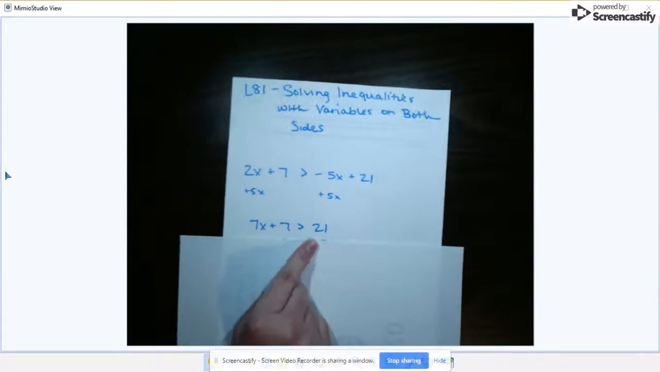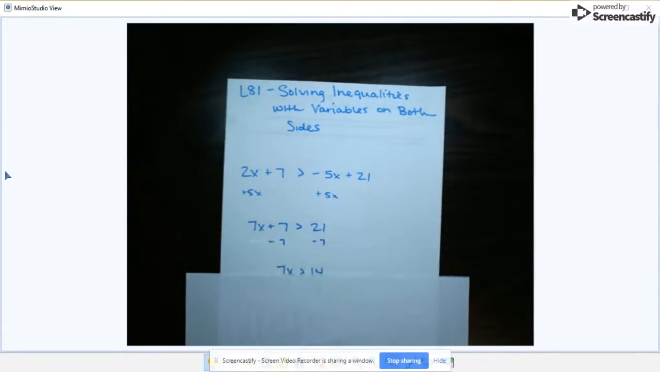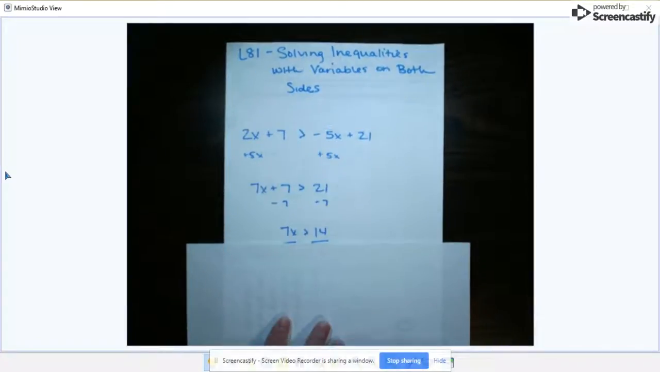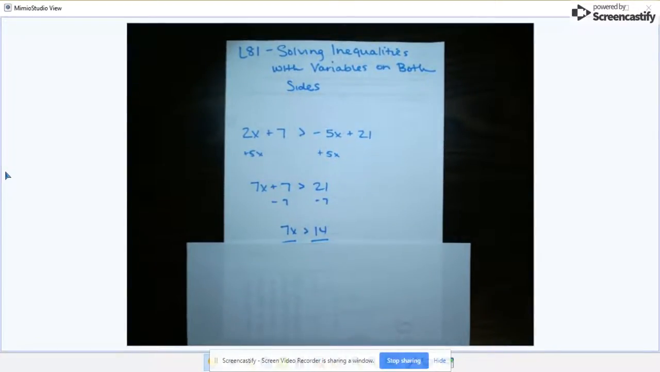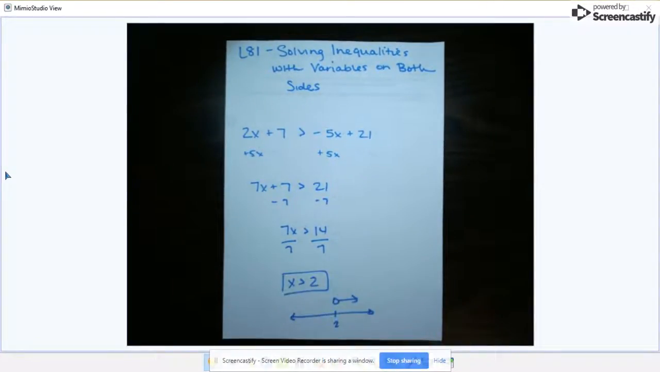Now we need to move that constant away, so we subtract 7. That leaves us with 7x is greater than 14. Now divide by 7. That gives you x is greater than 2, with the graph below.